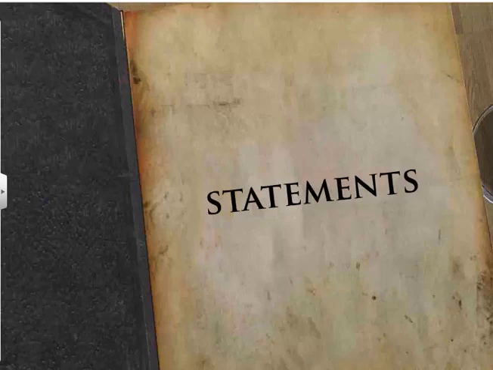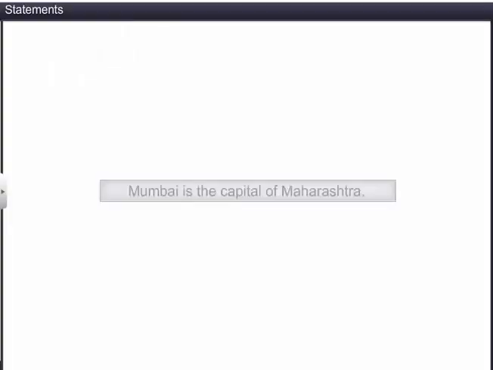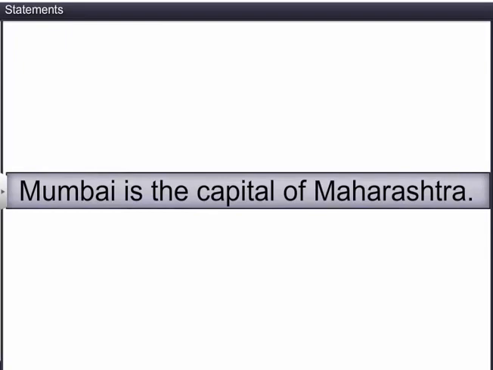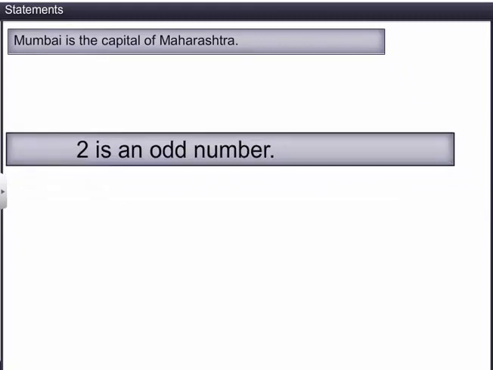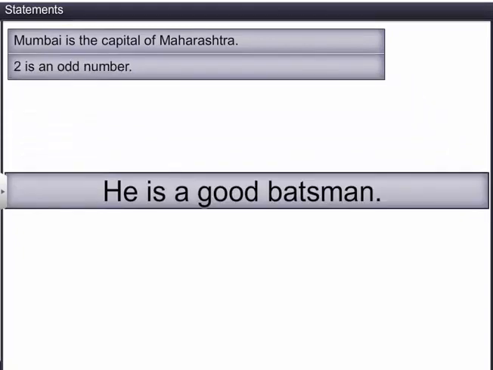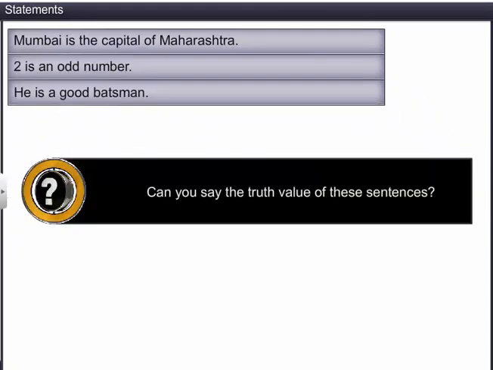In this module, you will learn to identify and combine mathematical statements. Let's look at some sentences. Mumbai is the capital of Maharashtra. 2 is an odd number. He is a good batsman. Can you say the truth value of these sentences?